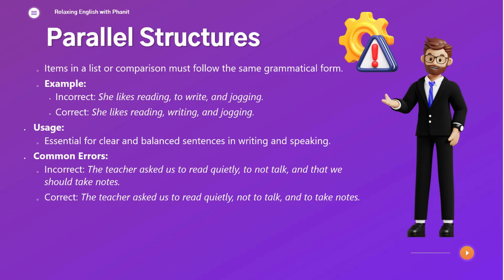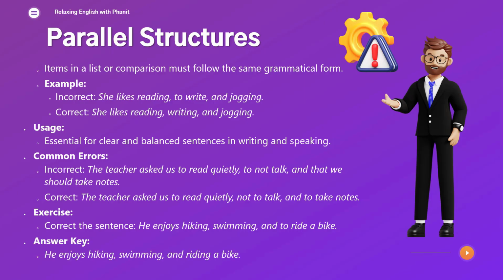Here's another example of a common error. "The teacher asked us to read quietly, to not talk, and that we should take notes." Sounds awkward, right? The corrected version is, "The teacher asked us to read quietly, not to talk, and to take notes." Your turn. Fix this sentence. "He enjoys hiking, swimming, and to ride a bike." Pause and think. The answer is, "He enjoys hiking, swimming, and riding a bike." Excellent.